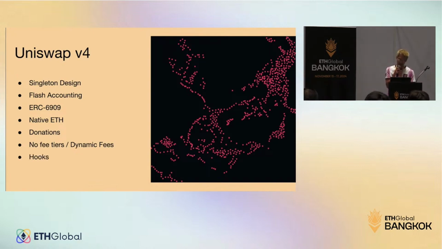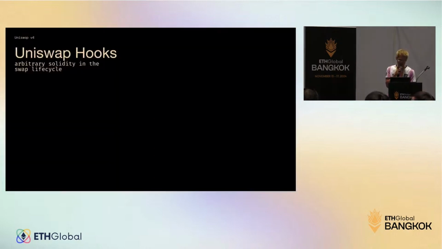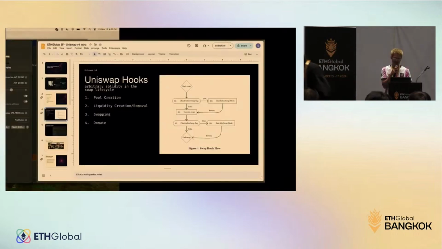And then lastly, hooks, which is the majority of our talk today. So what are hooks? Hooks are a way to arbitrarily attach valid Solidity in the swap lifecycle. The swap lifecycle is more than just swapping, right? It's the whole end-to-end process. So whenever a pool gets created, you could check and verify certain things, or after a pool gets created, you can configure it. During liquidity provisioning and liquidity modification, you can also run logic such as checks or modifications.